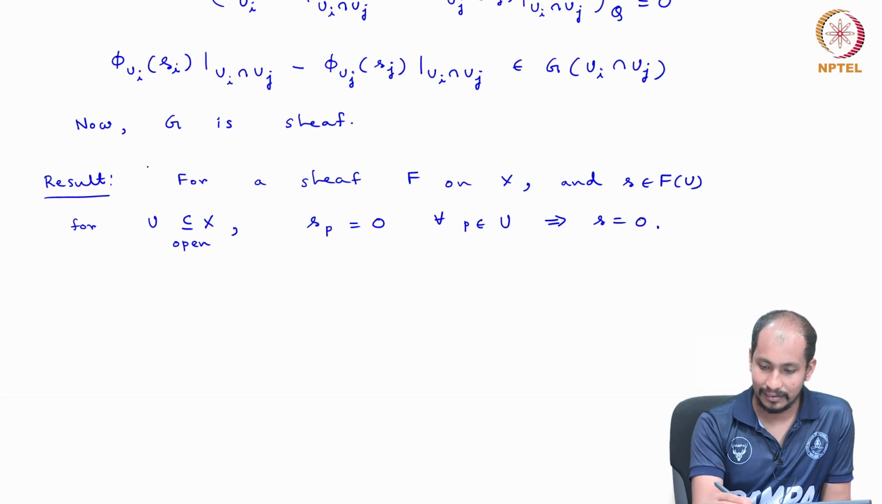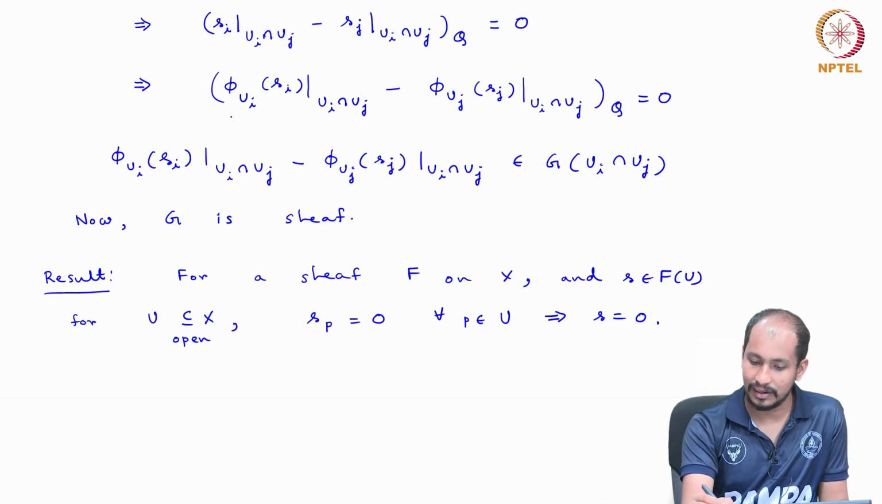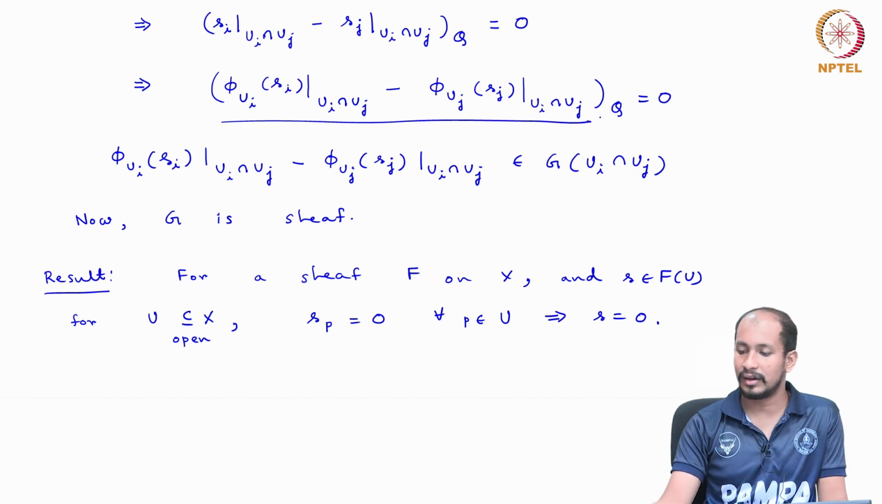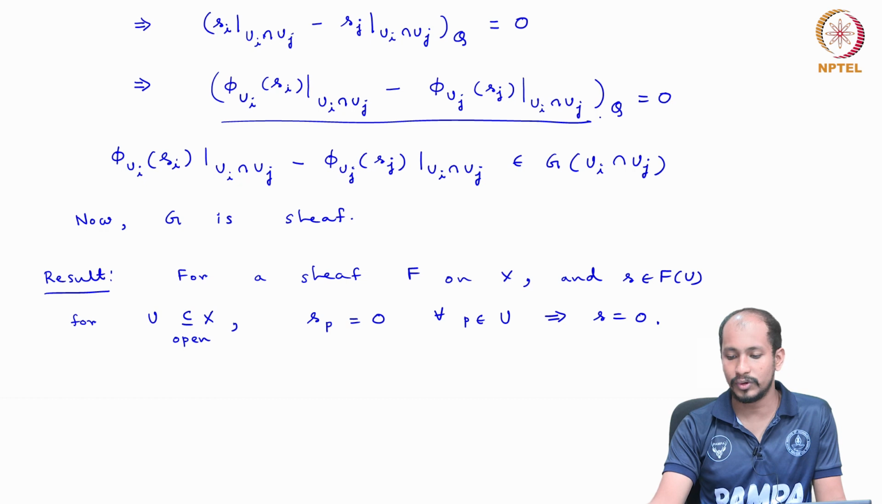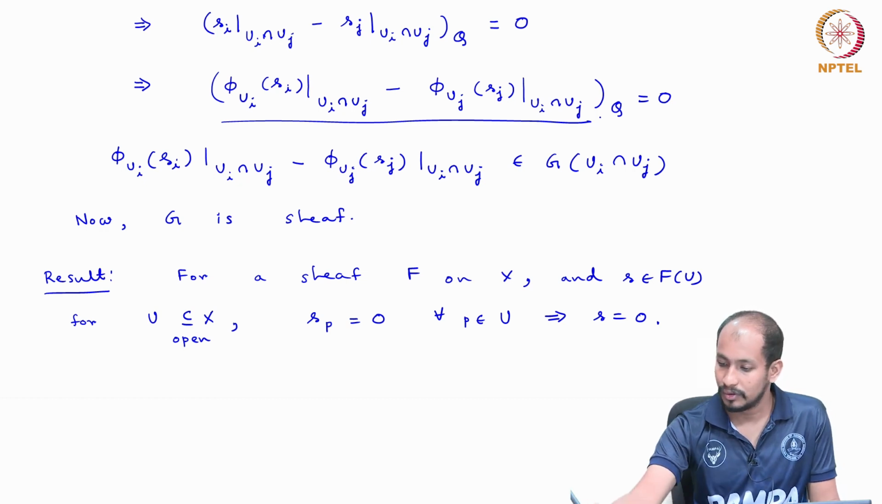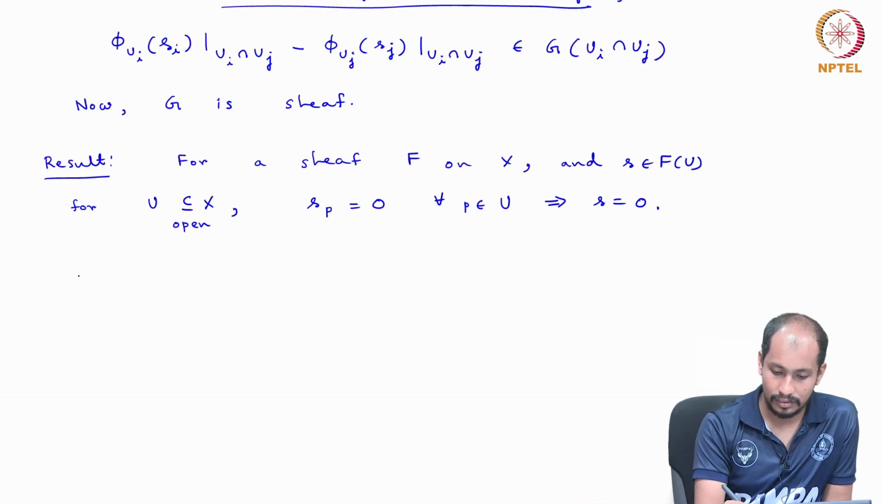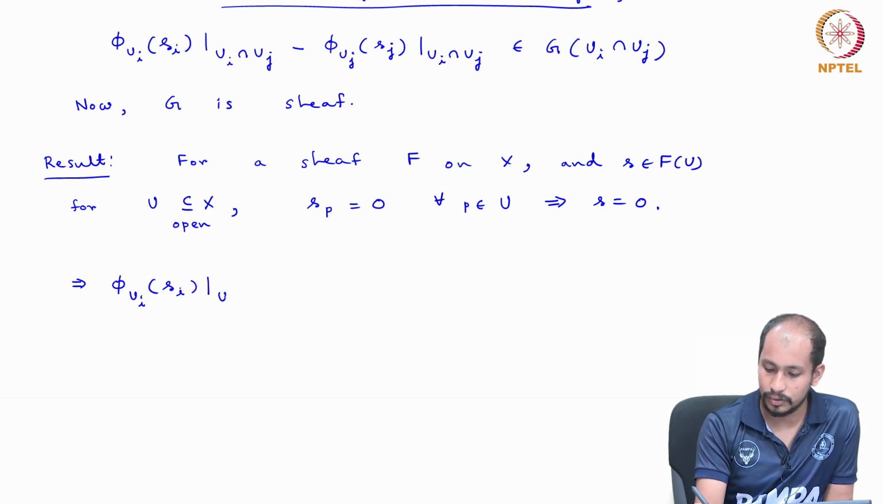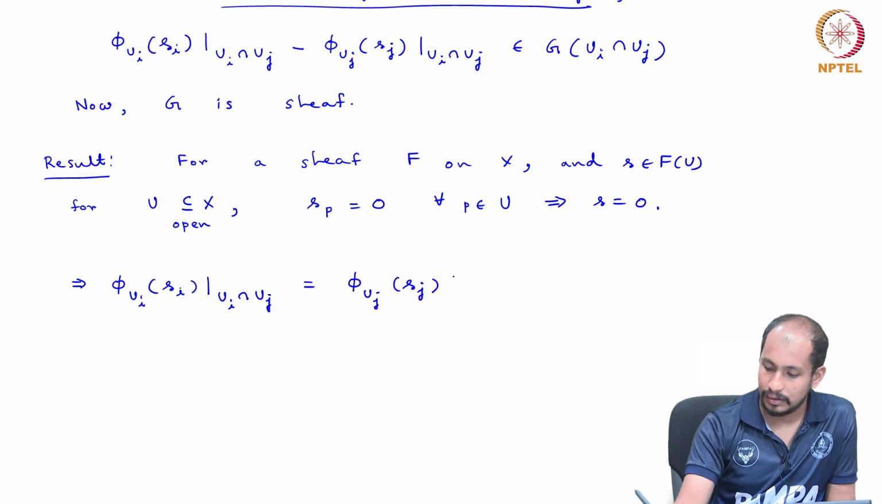So, using that, here we already have that this section's germ at q for each q inside ui intersection uj is 0. So this has to be 0. So it means that phi ui si restricted to ui intersection uj is equal to phi uj sj restricted to ui intersection uj.